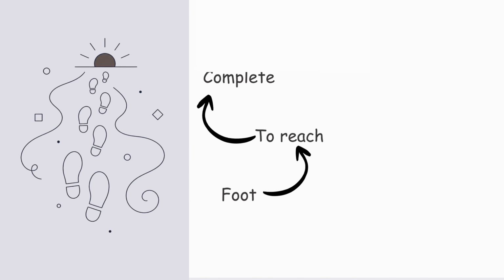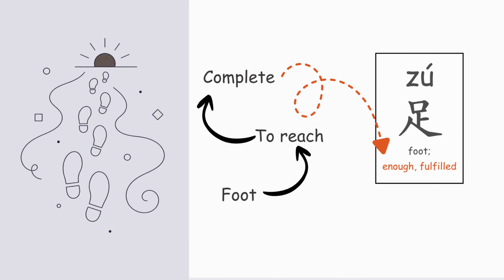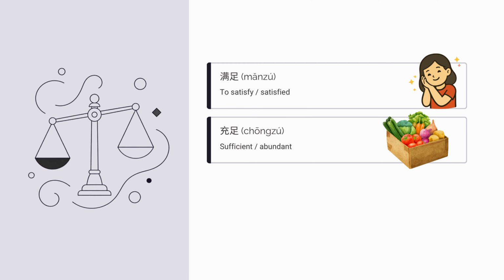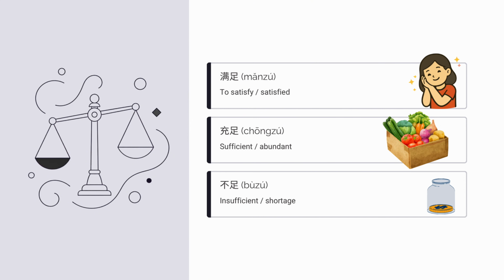But Chinese characters love to grow new meanings over time. Since our feet support us and allow us to move, 足 gradually developed extended meanings related to being complete or fulfilled. It later came to mean enough or sufficient. For example, 满足, 充足, sufficient. 不足, not enough.